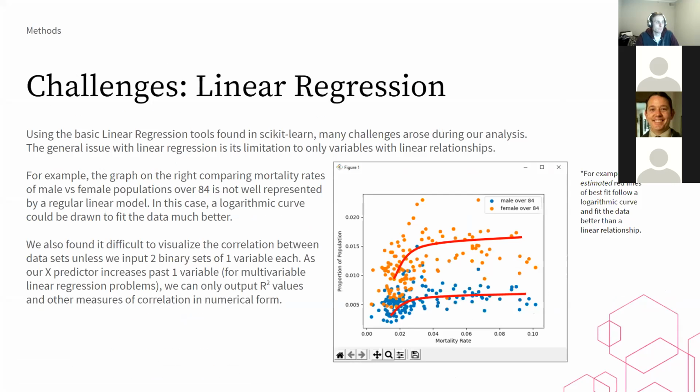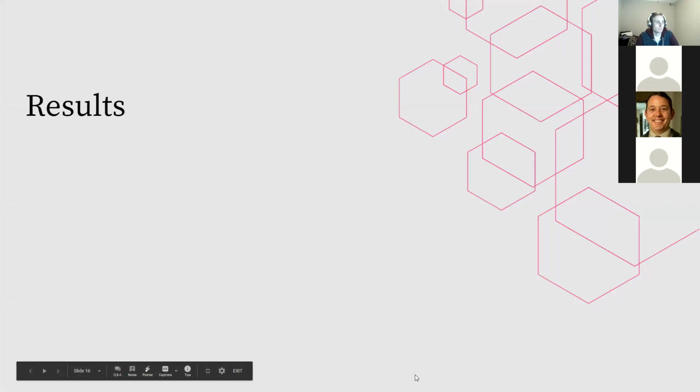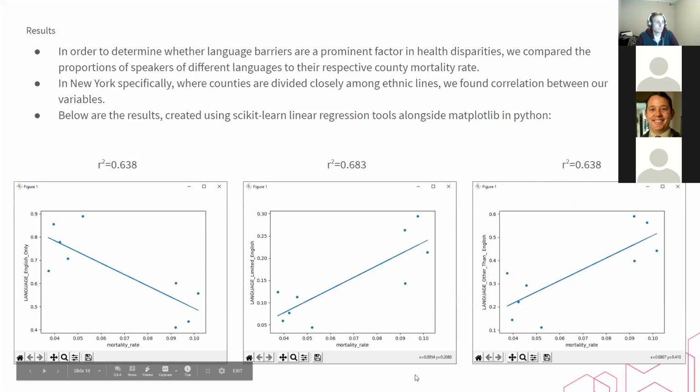I want to get into our results, really. So these scatter plots here are on primary language spoken and COVID mortality rate for some counties in New York. Or for all counties in New York. So our R-squared values are pretty high here. So our model explains some of the variance between the variables.